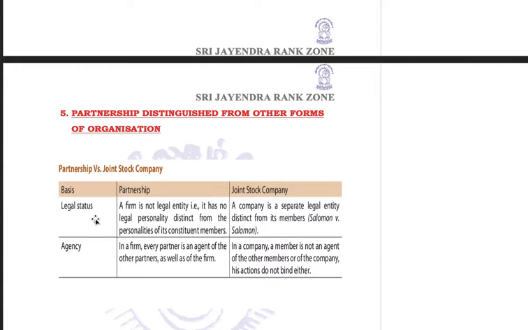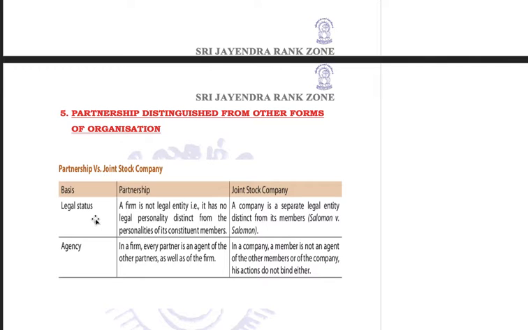A company is a separate legal entity distinct from its members. Solomon versus Solomon we have discussed when we were discussing company law, in which the English court held that a company is separate from its members. Company has its own separate face, but it is not the case of a partnership firm. Partnership firm does not have its separate face or separate entity.